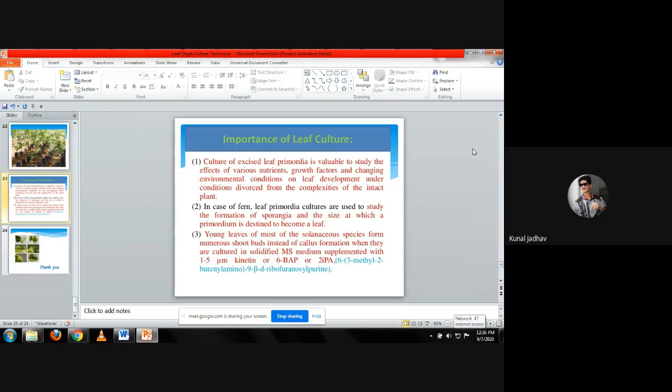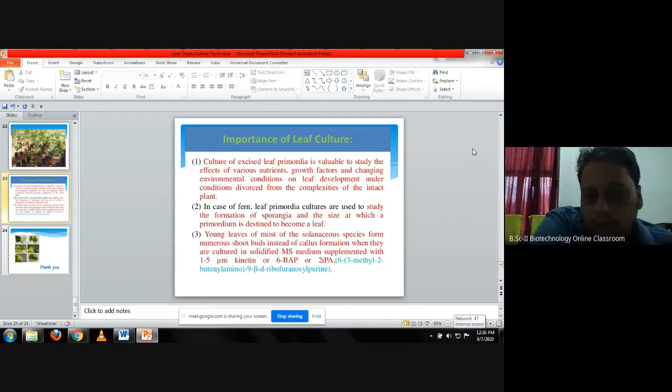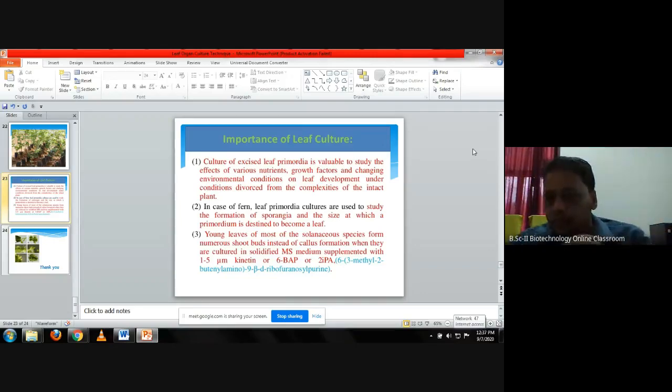So now culture of excised leaf primordia is valuable to study the effect of nutrients, growth factors, and changing environmental conditions on leaf development under conditions divorced from the complexities of the intact plant. Now from the intact plant, what did they do? They have isolated the leaf, and this leaf was studied in various nutrient and growth conditions. Then what you can know, for example you are putting this leaf into saline water, what will happen?